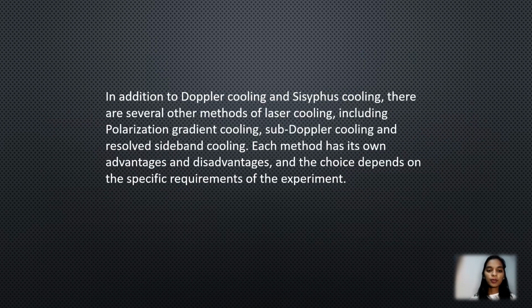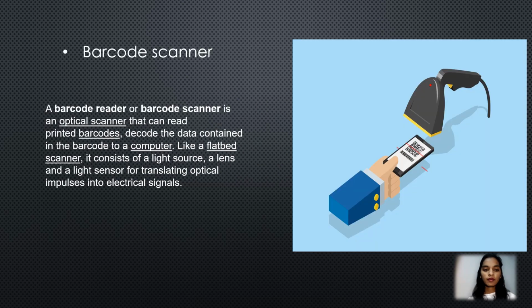In addition to Doppler cooling and Sisyphus cooling, there are several other methods of laser cooling, including polarization gradient cooling, sub-Doppler cooling, and resolved sideband cooling. Each method has its own advantages and disadvantages, and the choice depends on the specific requirements of the experiment.